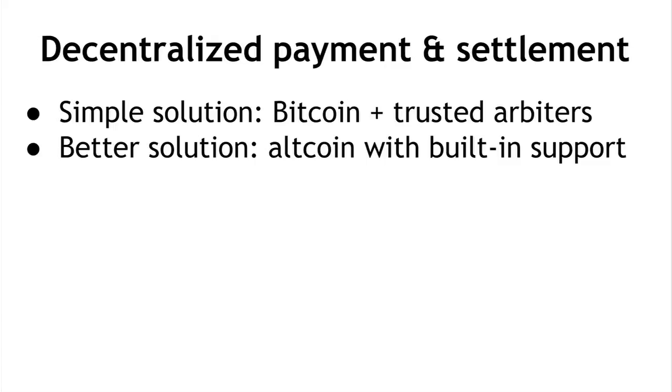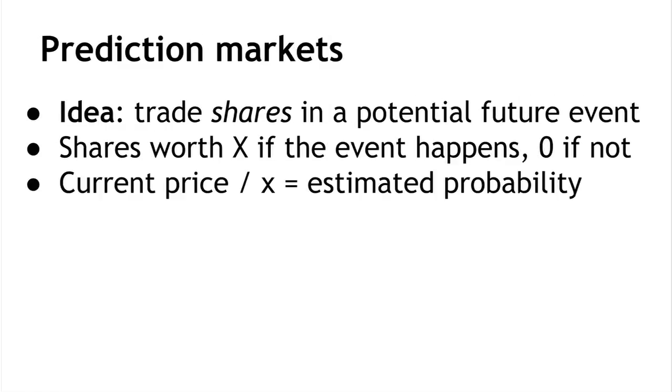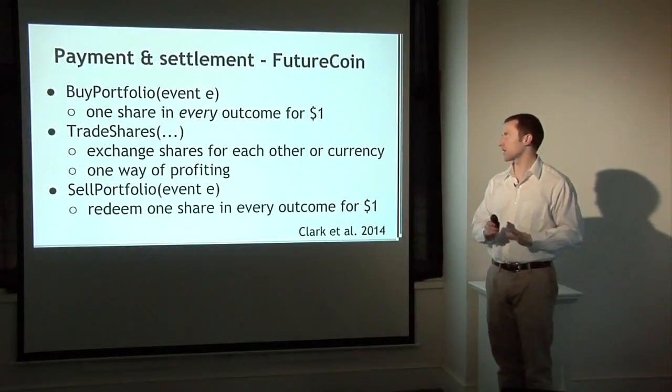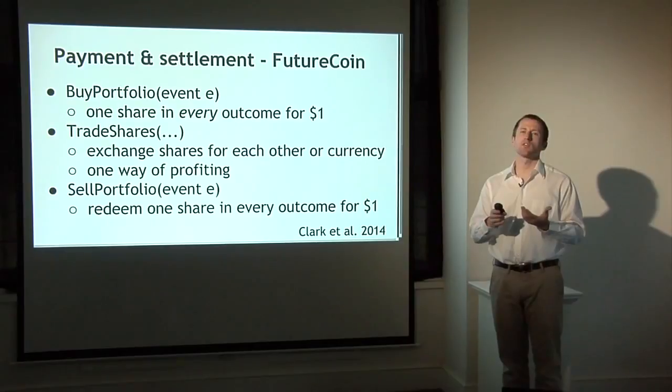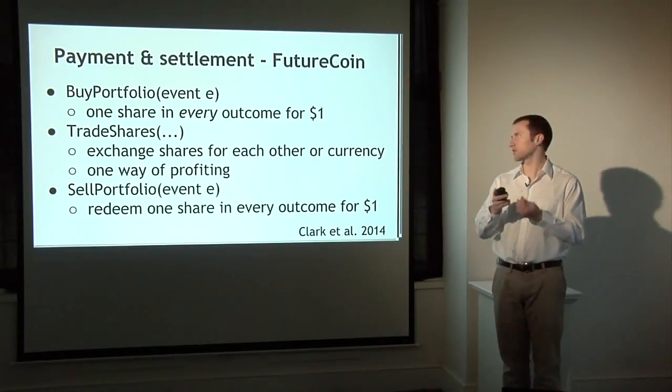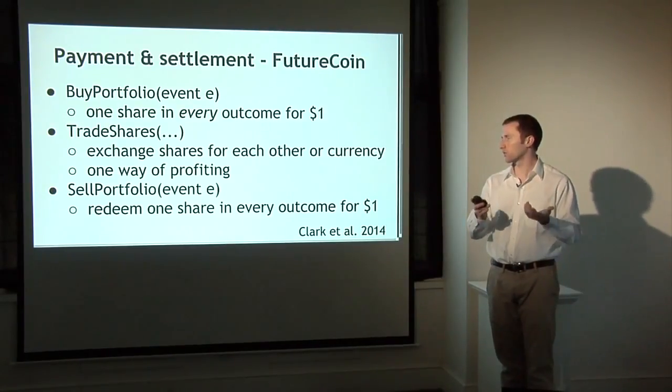A better solution would be if we built an altcoin that had explicit support for prediction markets. So what would that look like? There's a proposal for doing this called FutureCoin. This isn't an altcoin, it hasn't actually been built, that adds a couple of transaction types in addition to just normal sales of Bitcoin or any other cryptocurrency.